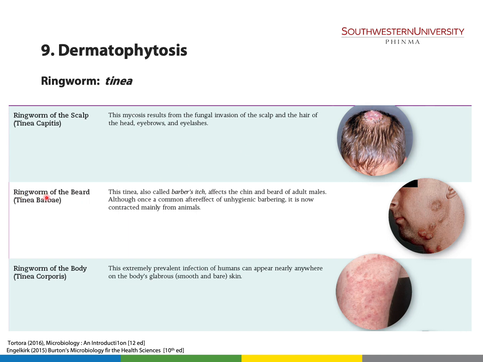Ringworm of the beard, you have your tinea barbae. This one. This is common among males, or barber's itch, as we call it. Ringworm of the body, we call tinea corporis. So this is prevalent on humans and can appear anywhere on the body.